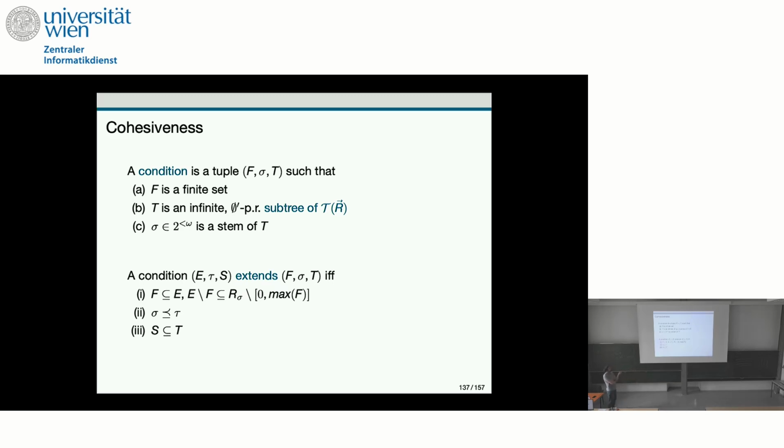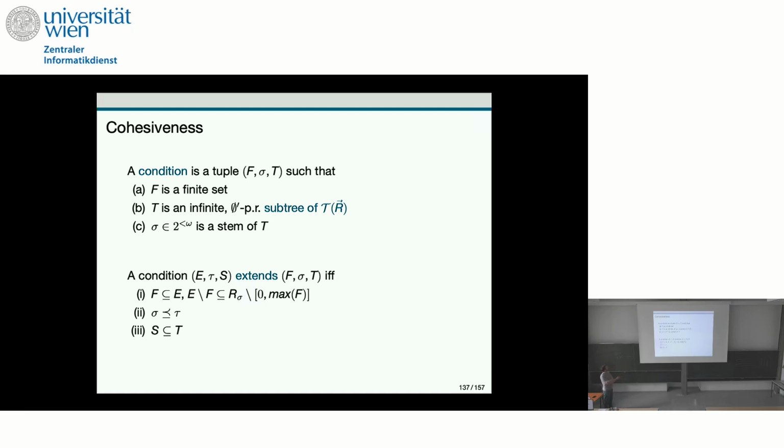So we only need sigma then to represent the reservoir because it's just a Boolean combination. And we want that sigma is a stem. So it looks like a root of an infinite subtree of your original tree. So at first sight, it might be strange.